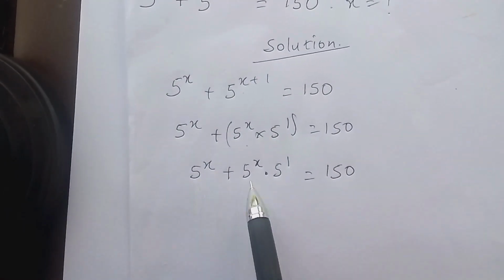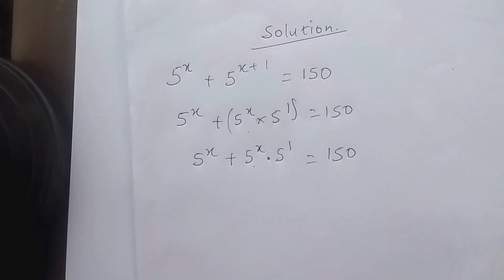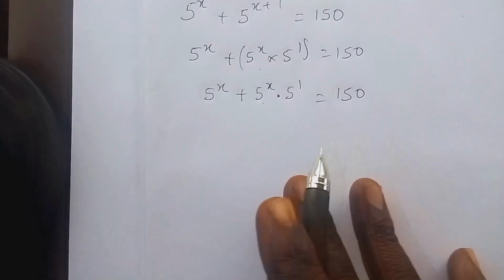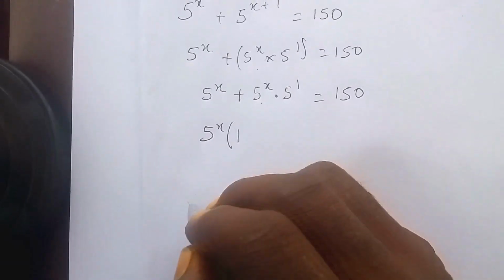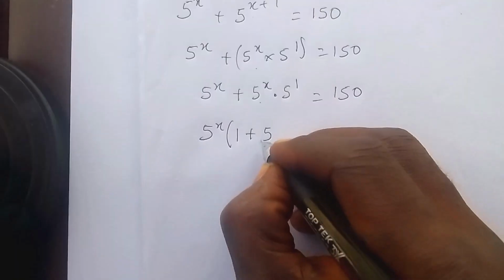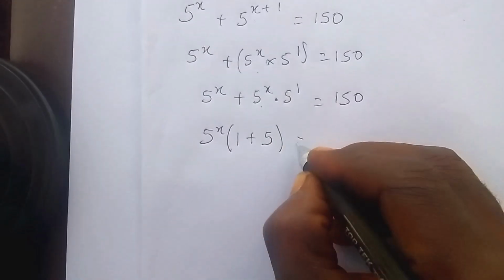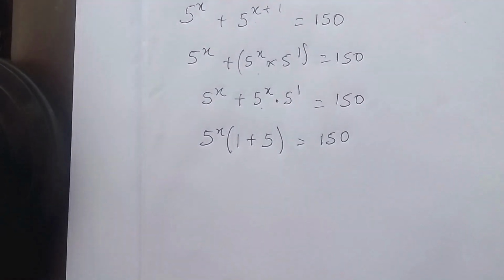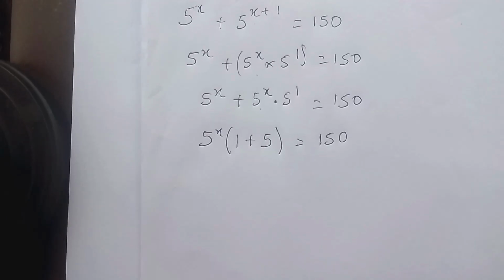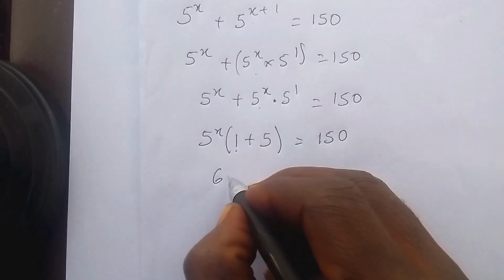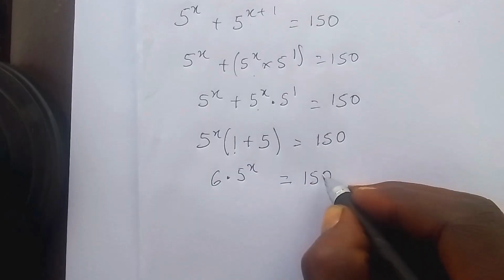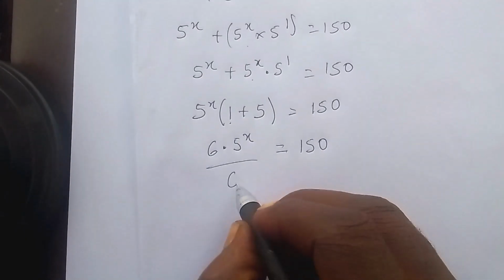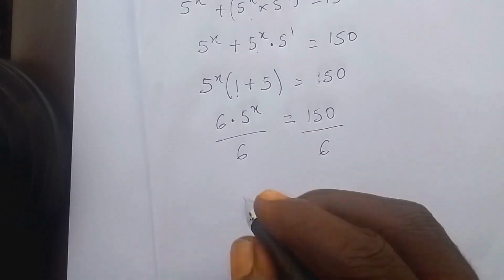Now there's 5^x here, there's 5^x. I can factorize that out. That is going to give us 5^x out, left with 1 here, plus 5 to the power 1, which is 5, is equal to 150. Now 1 plus 5 will give us 6. So 6 multiplied by 5^x is equal to 150. Can divide both sides by 6.